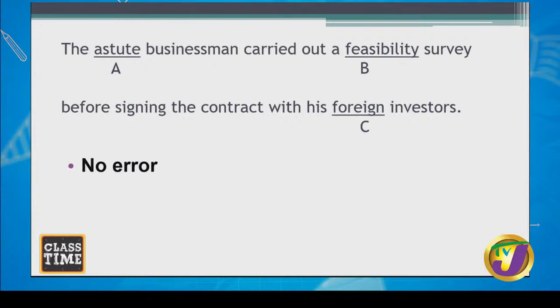None of the words. They're all correct. Shame on you if you thought they were spelt incorrectly. All right, so let's move on to the next one.